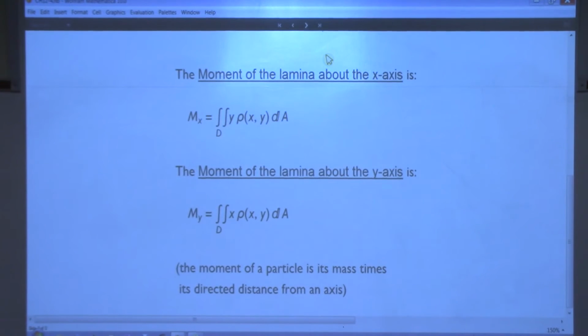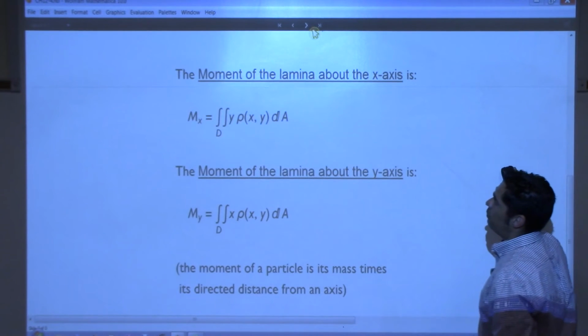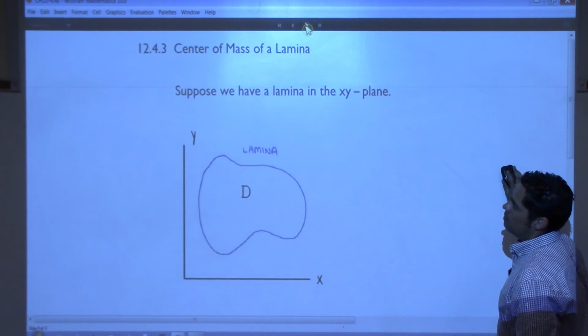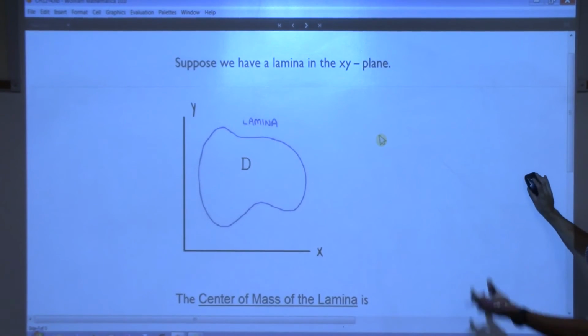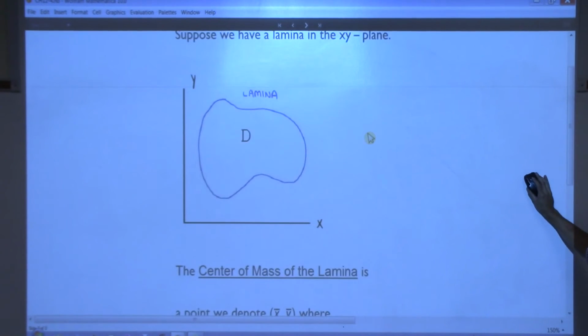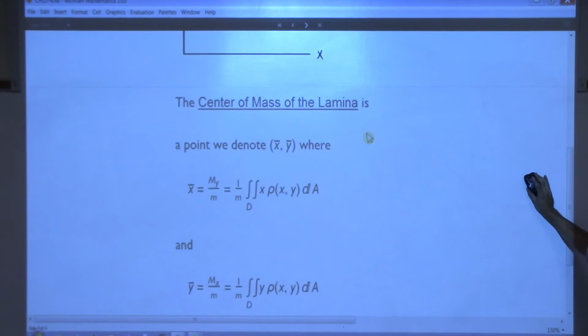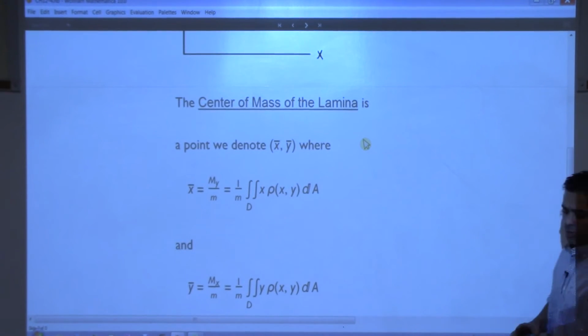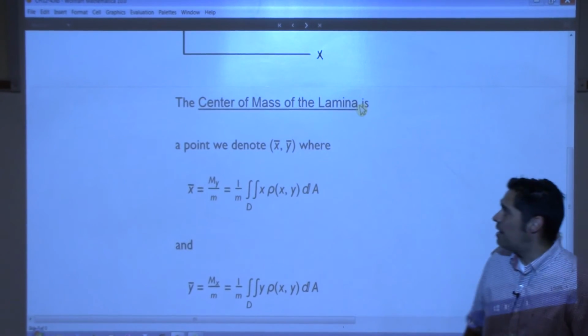Now, why is that useful, computing the moment of a lamina? Well, the next formula. If you have a lamina, same thing, has a variable density. These are all in your book, by the way, and they're all in your notes too. Then one of the most interesting things to find, in terms of a lamina, is its center of mass.